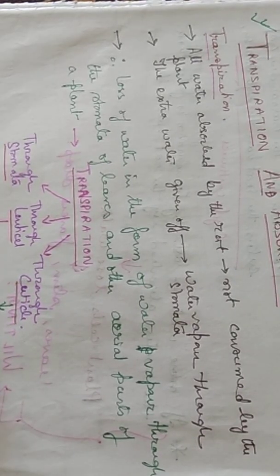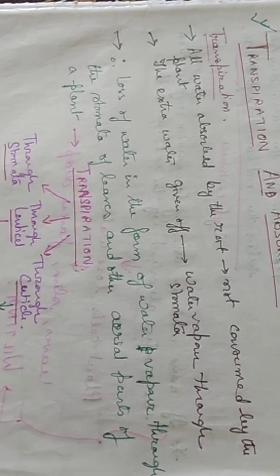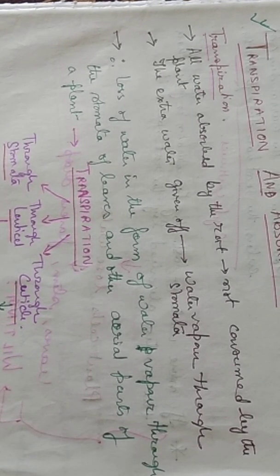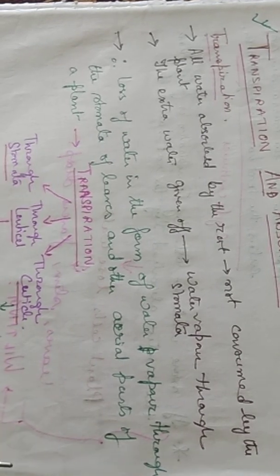We know that all water absorbed by the root is not consumed by the plant. Some extra water is given off by the plant through the stomata. The water vapor comes out through the stomata. So what is transpiration? Transpiration is the loss of water in the form of water vapor through the stomata of the leaves or other aerial parts of the plant.